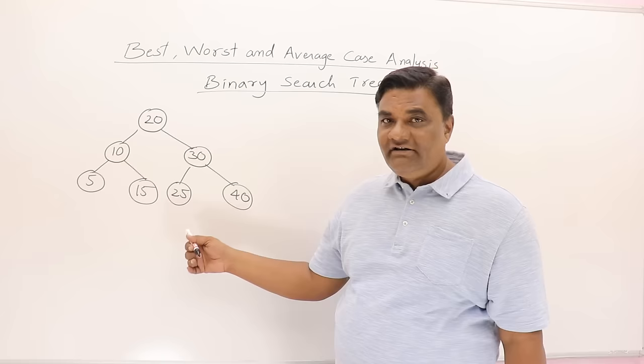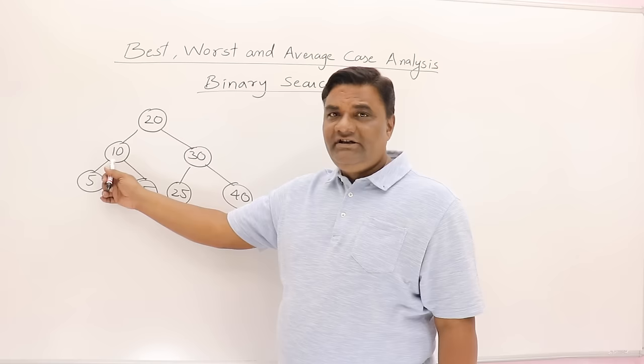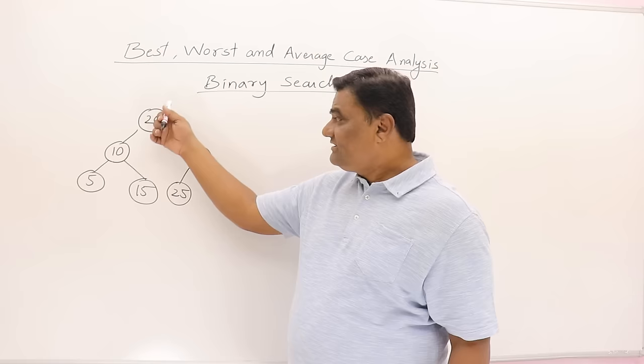If I am searching for 15, I will start from 20. Is it 15? No. 15 is smaller than this one, so go to left hand side. Is it 15? No. 15 is greater than this one, so go on right hand side. Yes, 15 is found. So what is the time taken for searching? Total how many comparisons I have done? Only 3 comparisons I have done.